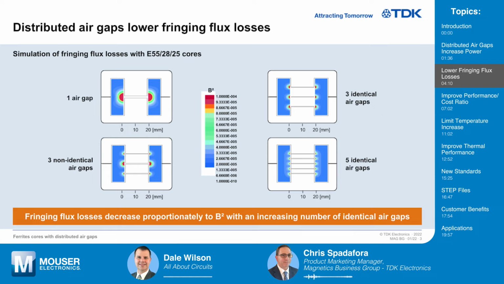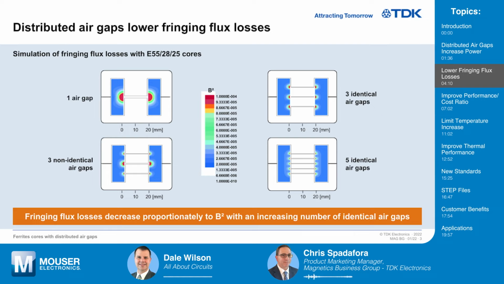And then if we distribute that gap, and that's a mechanical dimension, if we distribute that into three smaller identical gaps, you see that the fringing flux fields are minimized when we distribute that gap. Here's an example of three non-identical air gaps. They're proportional. The fringing flux that's emitted into the winding area is broken up accordingly.